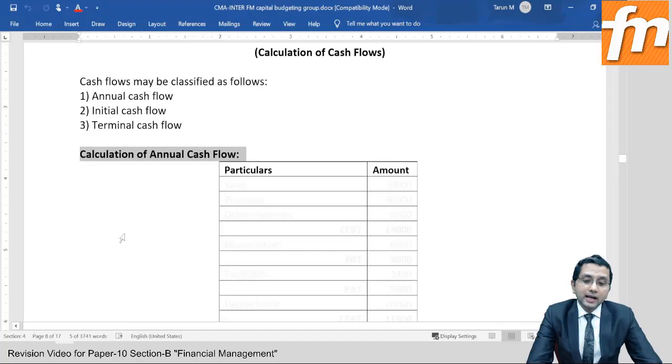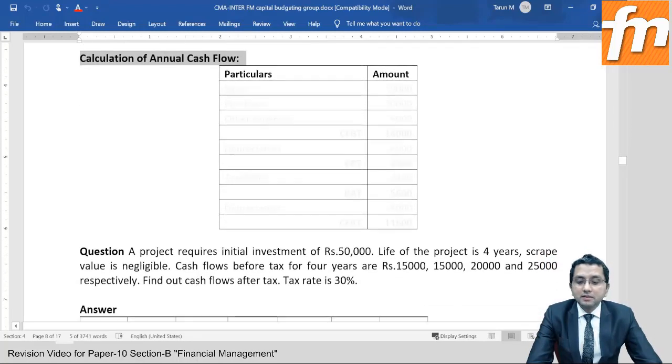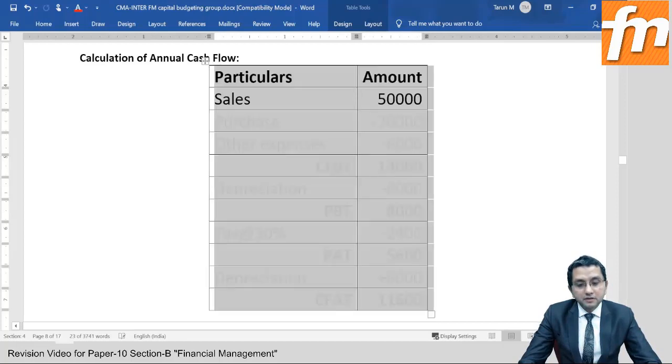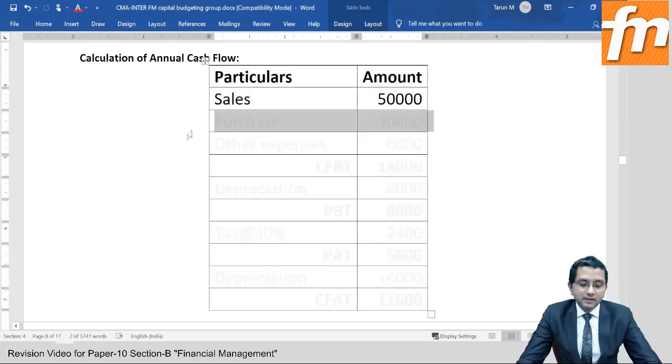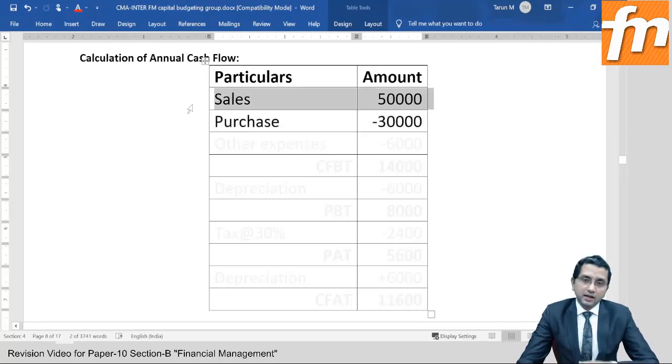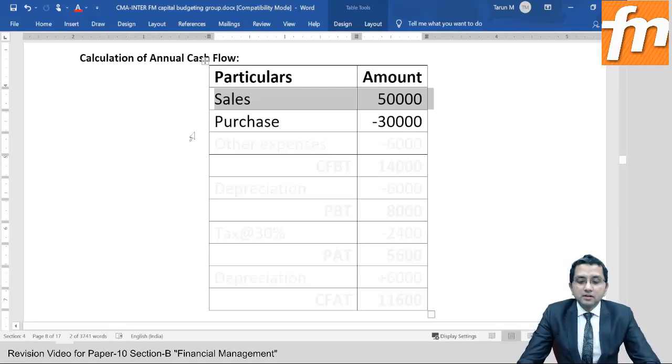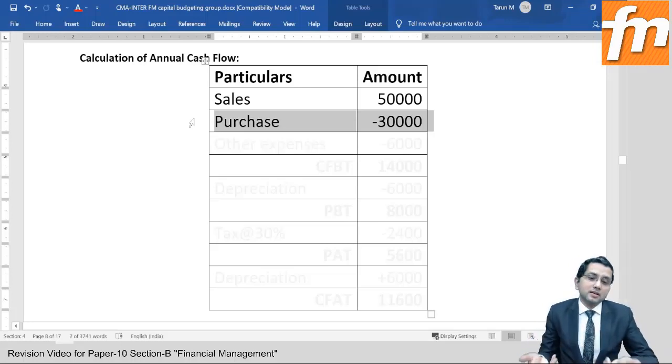How do I calculate annual cash flows? A simple format will look like this. I'll start with the amount of sales, and then I will deduct purchases. When I sell goods or services, I receive cash. This is an inflow of cash. Now, to sell goods, first I need to purchase them. When I purchase goods, I pay for it. It's an outflow of cash.